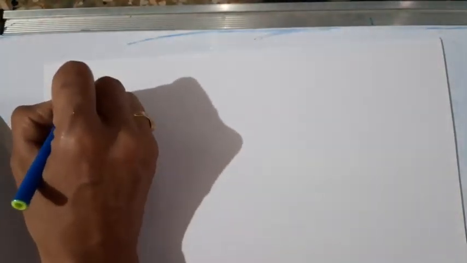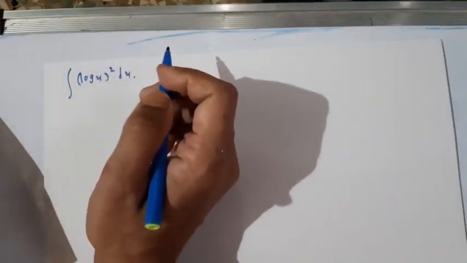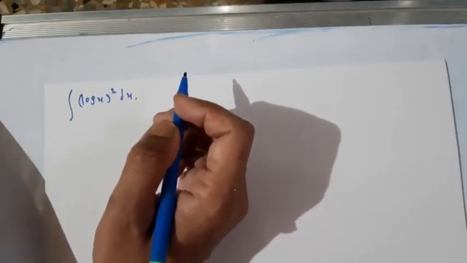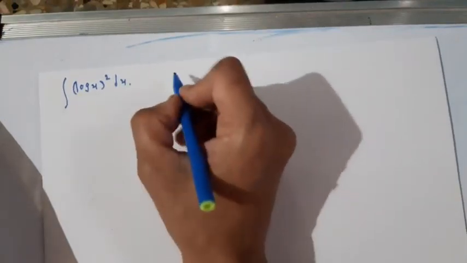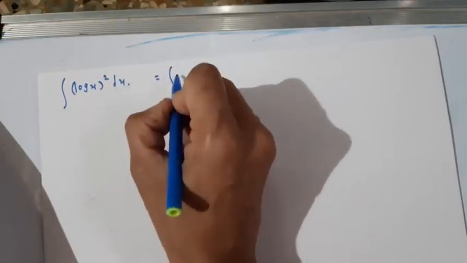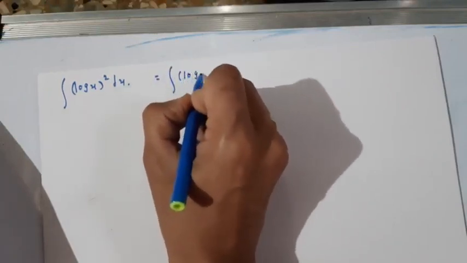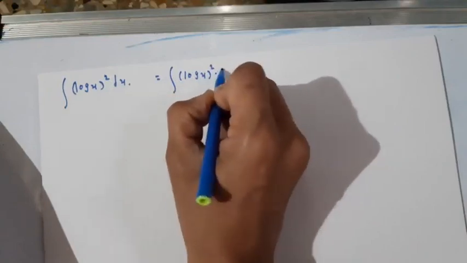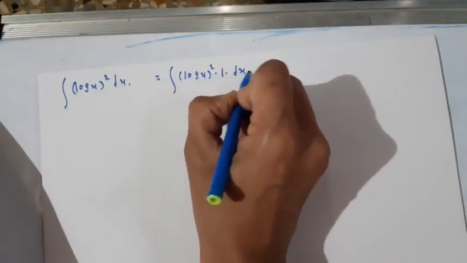Okay students, now let us solve the integration of log of x whole square with respect to x. So students, to solve this type of integral, we can write this as log of x whole square into 1 with respect to x.